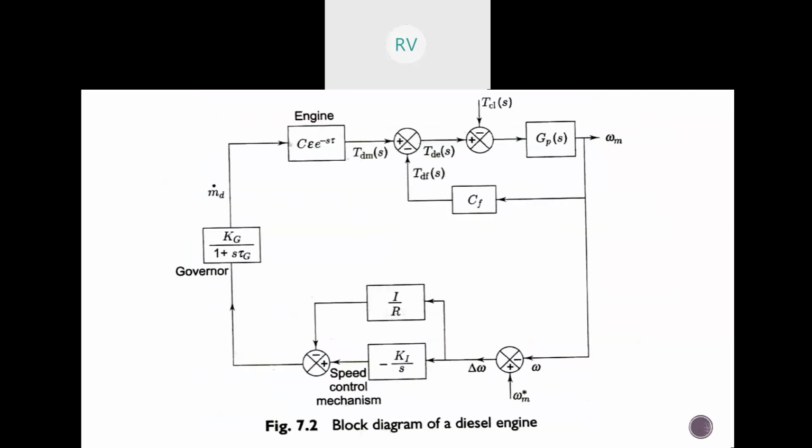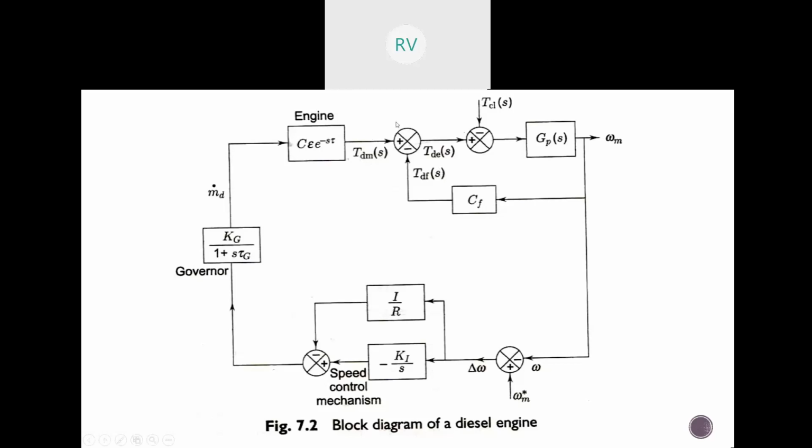In the normal condition, here we are seeing the total block diagram of the diesel engine. What different parameters are there in this? Let us see. Here, TDE is the effective torque.